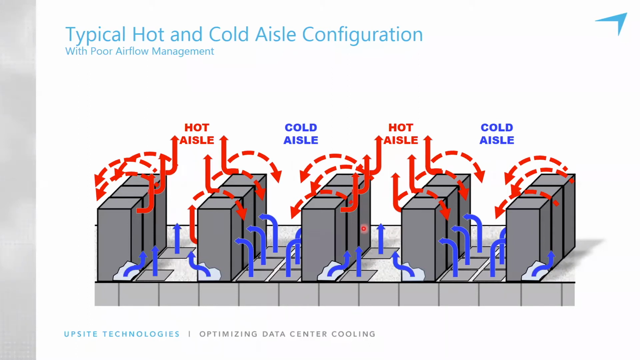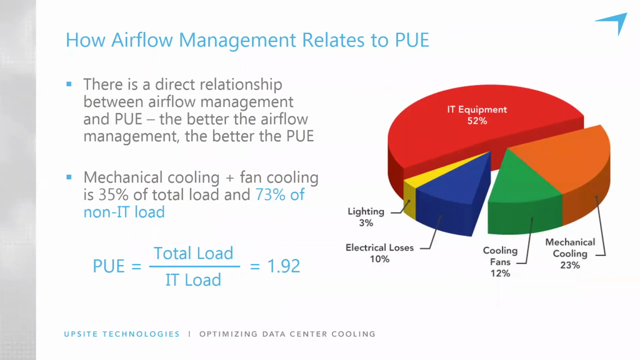And we've got exhaust air recirculation over the tops of the cabinets or maybe around the ends of the rows. And all of these things reduce the efficiency in the room and take up capacity. And by improving these things, we can recover that stranded capacity. So let's look at how this plays out with PUE.